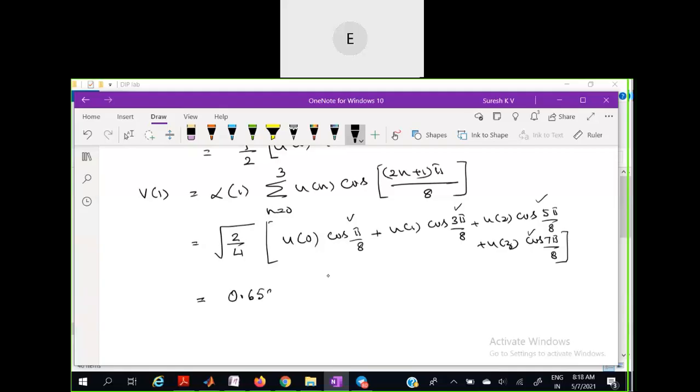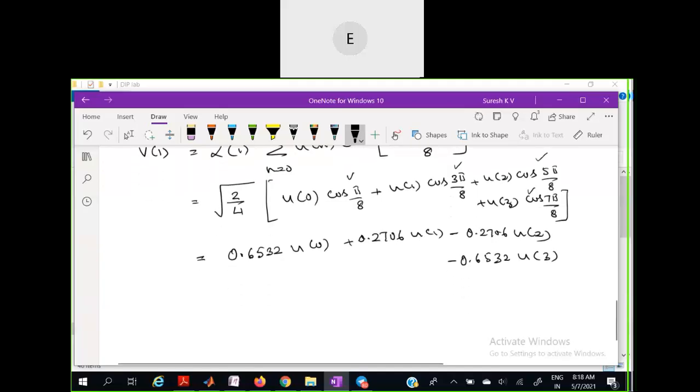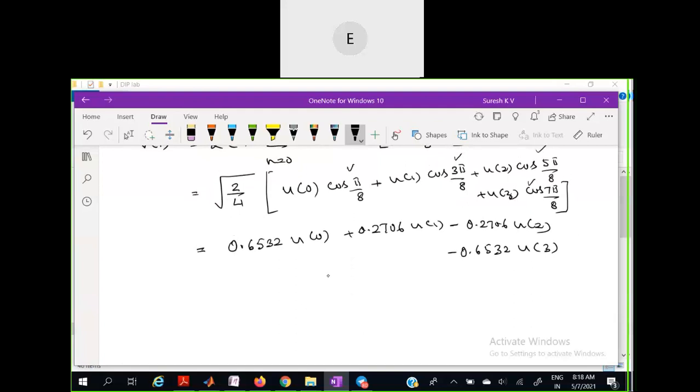0.6532 into u of 0 plus 0.2706 into u of 1 minus 0.2706 into u of 2 minus 0.6532 into u of 3. This you can verify later. So like this you will get the second equation, and similarly please write the equations for v of 2 and v of 3.